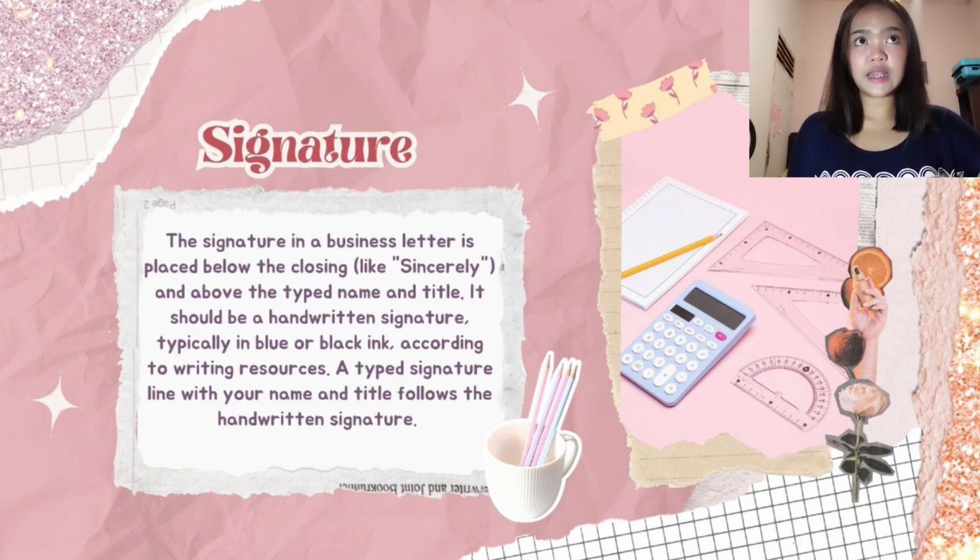Explanation of signature. The signature in a business letter is placed below the closing like "Sincerely" and above the typed name and title. It should be a handwritten signature, typically in blue or black ink, according to writing resources. A typed signature line with your name and the title follows the handwritten signature.